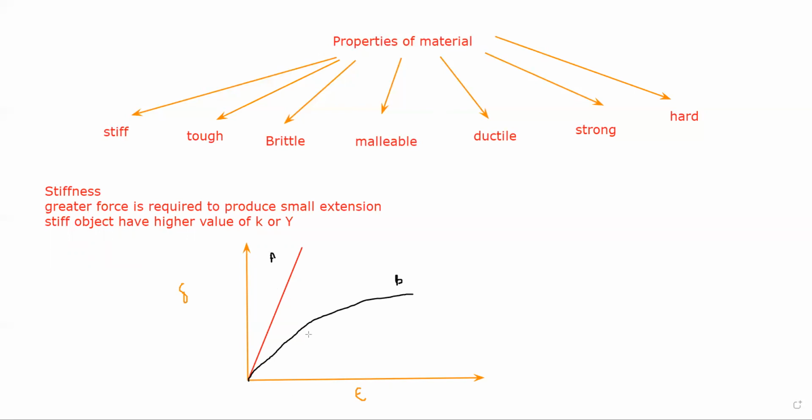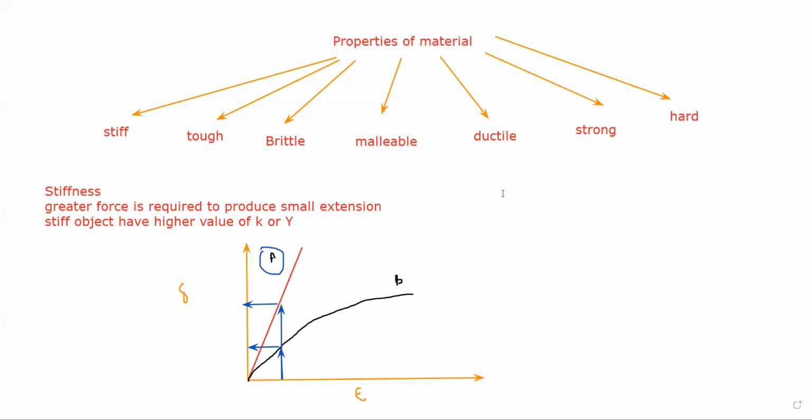For example, for B, we need a small amount of force to produce, say, a 2 centimeter extension. But for A, we need a greater amount of force to produce the same extension. So when you work out the slope or Young's modulus, you will get a higher value for A as compared to B. So A is a stiff material as compared to B.